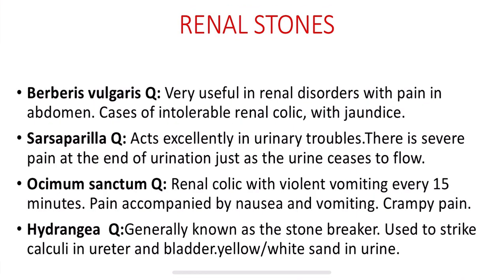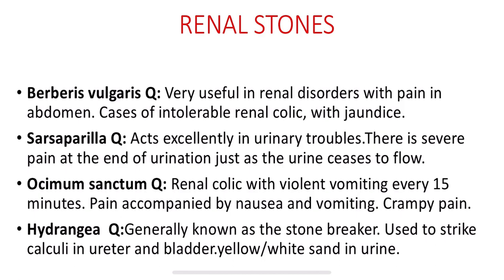Moving on to the renal stones, again comes Berberis vulgaris, which is used in renal disorders when there is pain in the abdomen. There is intolerable renal colic associated with jaundice in Berberis vulgaris. Sarsaparilla, I hope you have heard of it, are familiar with it. Sarsaparilla acts as an excellent remedy in urinary troubles when there is severe pain felt at the end of urination, just as the urine ceases to flow. Once the person stops urinating, at the end of the act, the person has pain.